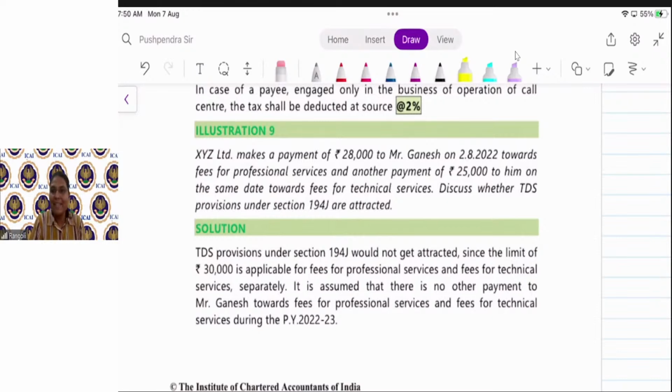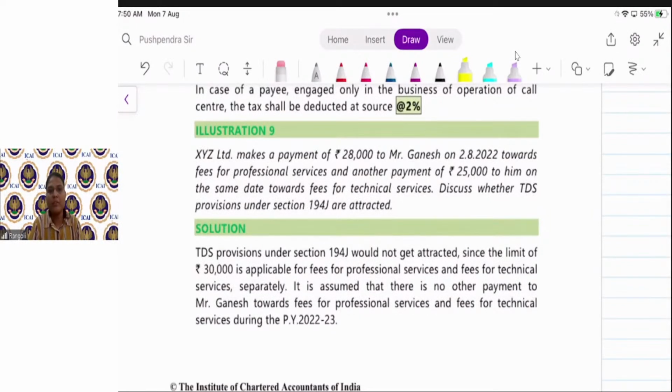So if you are providing services to a call center and the call center operator will deduct TDS, then the rate of TDS is 2% only for professional services or technical service, only under this section. If you are providing contract, then the rate of TDS is as per section 194C. If you are giving your property on rent, then the TDS is as per section 194I.